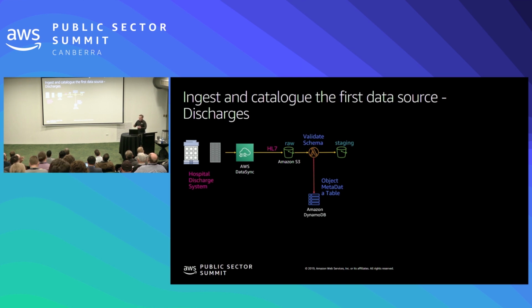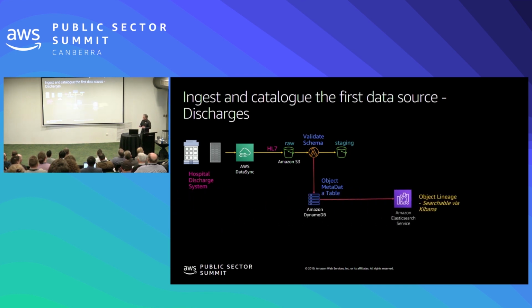So we're going to pull that information from our list of known data sources and use that information to obtain the metadata and validate the schema. So we're going to check this is actually well-formed HL7 data. If it is, we're going to move it into the staging bucket, and we're also going to move the object metadata into a DynamoDB table. And that's going to be time-stamped.